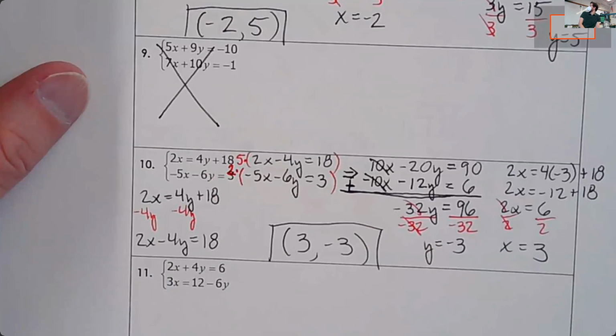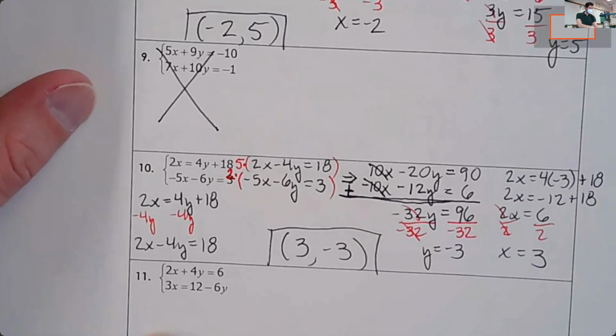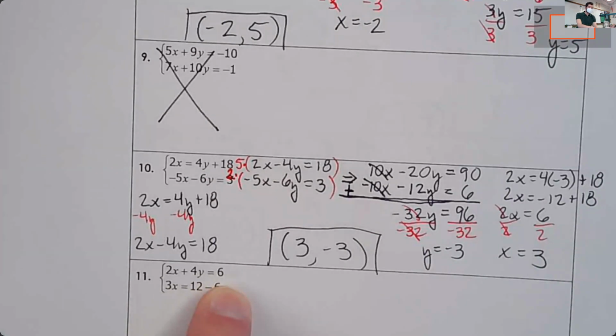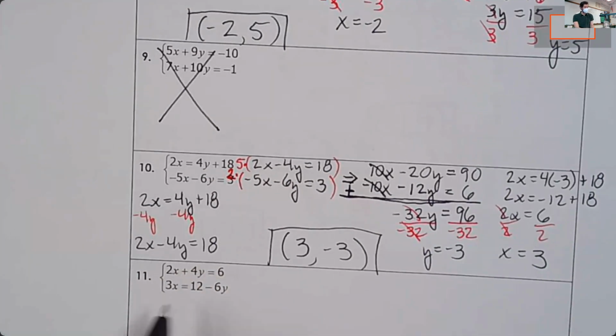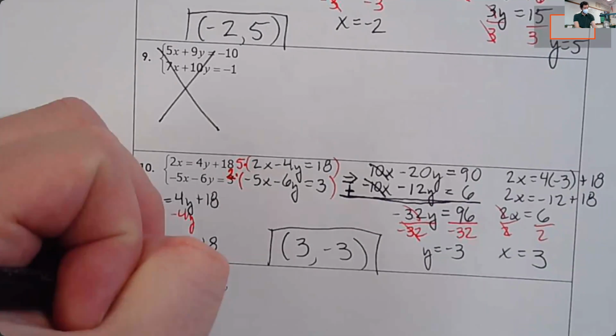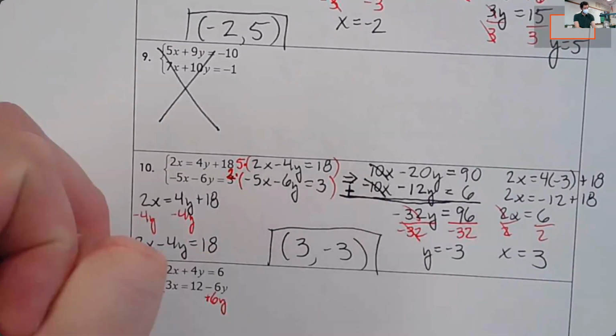So 11, 2x plus 4y equals 6. The top equation, x and y are on the same side, regular numbers on the other. So we're in standard form already, so that's good. And then second equation, 3x equals 12 minus 6y. This is the second one here that we have to make an adjustment to. So we're gonna have to bring over this minus 6y over to the left-hand side. So we're gonna add 6y to both sides, so plus 6y to both sides.